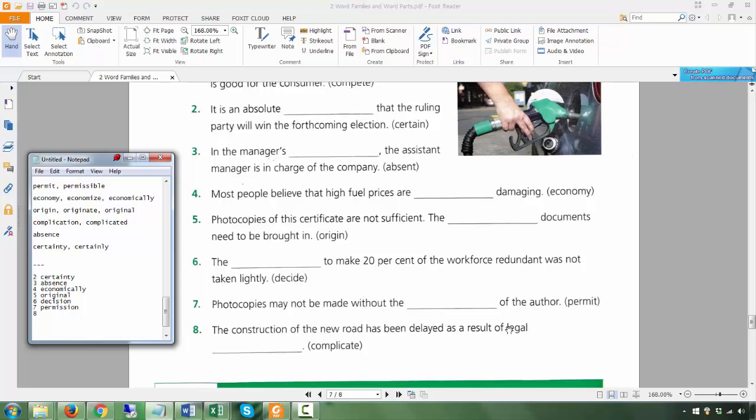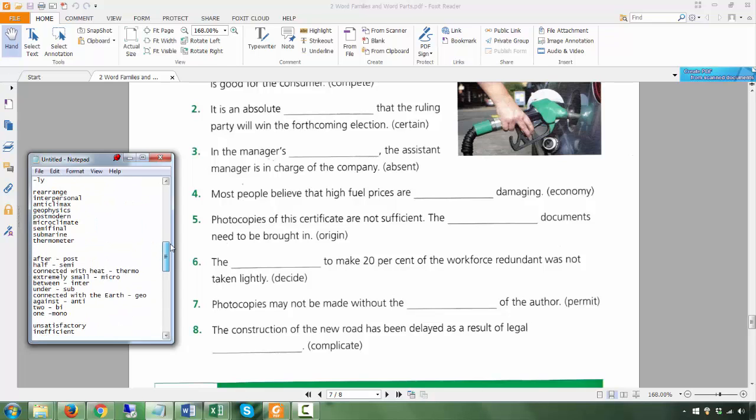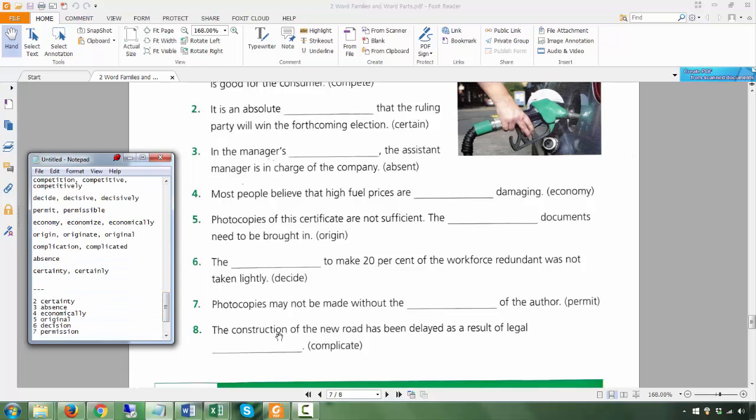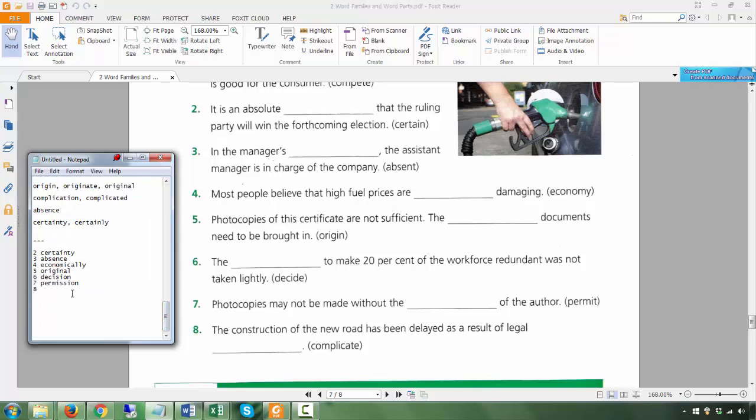8. The construction of the new road has been delayed as a result of is a preposition of something, so there has to be a noun somewhere. Legal here is, remember, AL. What is AL? AL is normally an adjective. Okay, so this is an adjective. So adjective is going to describe a noun. Where's your noun after the preposition of? This is the noun here. This is the adjective describing a noun. So the noun version of complicate is complication.